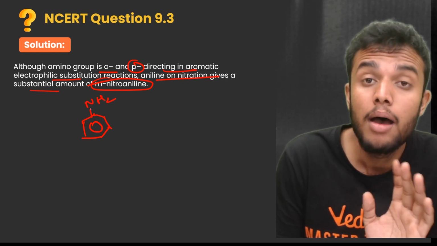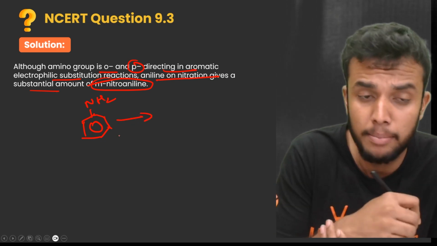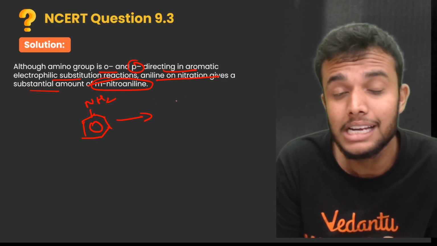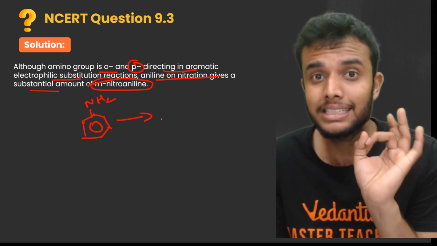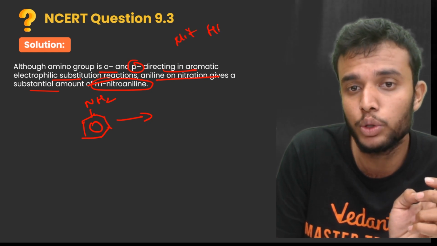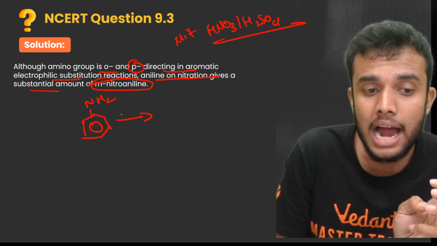The NH2 group is a para and ortho directing group, but it is not a meta directing group. But in the case of aniline, what happened? We already know nitration is HNO3 in the presence of H2SO4, that is, nitration happens in acidic medium.